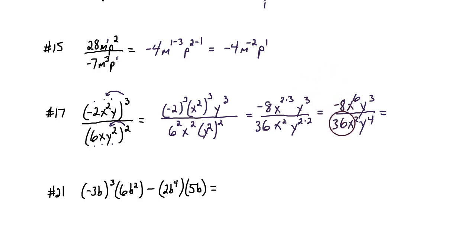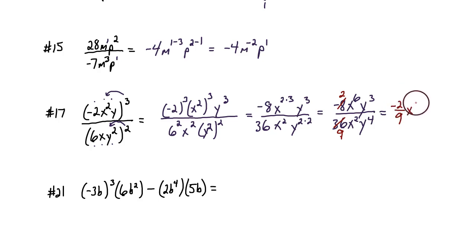Next step, reduce the numerical coefficients. Negative 8 and 36 are both divisible by 4. Negative 8 divided by 4 leaves a negative 2. 36 divided by 4 leaves a 9. That creates the fraction negative 2 over 9. Now let's work with the variables.